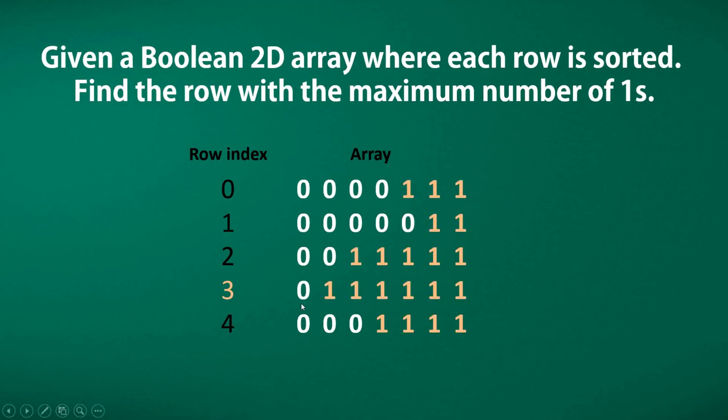So the output of your program should be 3 because the index of the row starts from 0 and the third row has the maximum number of ones. So this is what the problem is. I would recommend you to pause the video right now and think about a solution, and then I'll explain the best solution.